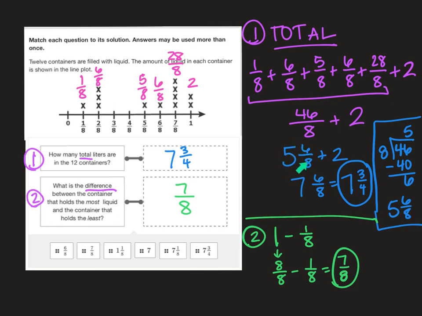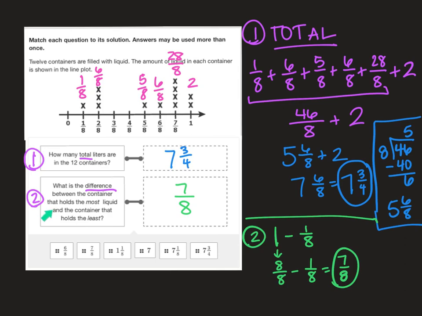So when I did this, though, I could obviously see 7 and 6/8 is not one of these choices down here. So that told me I should go back and see if I could reduce or simplify this fraction, which I could. I could divide out 2 from each one. So that gave me 7 3/4. And that is the correct answer for the total amount.